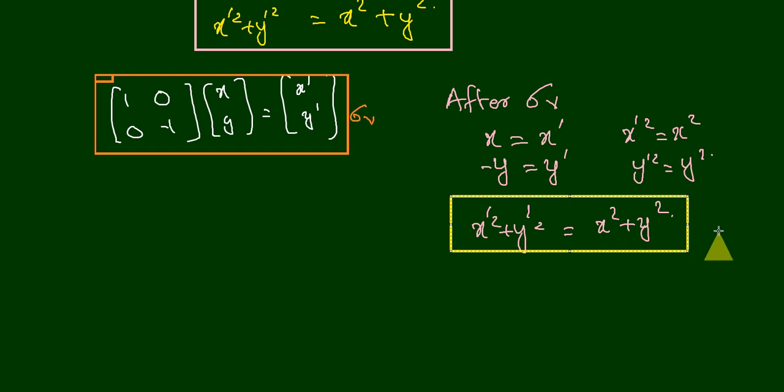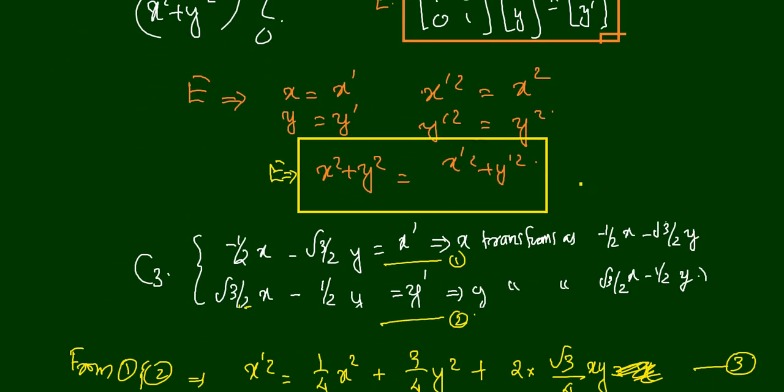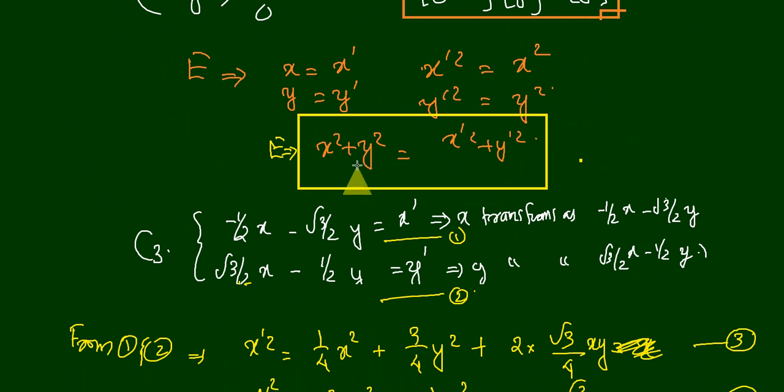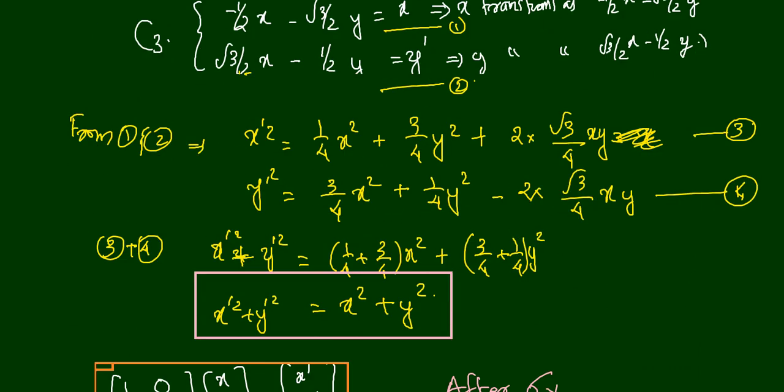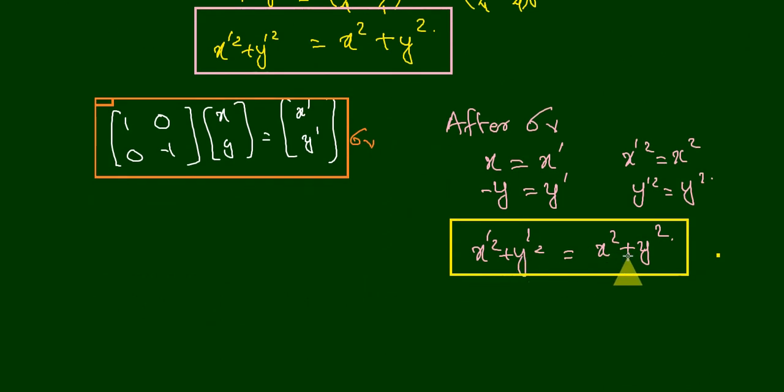Now we have three equations and each equation says what happens to x square plus y square during each operation. Let us check back. The first box says that during E, x dash square plus y dash square is equal to x square plus y square. The second box says the same during the C3 operation. And the third box says the same during or after the sigma v operation.